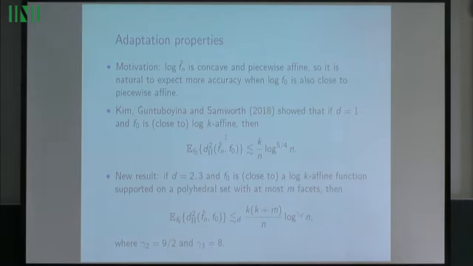And our ongoing work is addressing the problem of extending these results to multivariate settings, and we've been able to show that if f0 is close to log k-affine and its support is close to a polyhedral set with at most n facets, then a similar result holds. And for more technical details, see our poster, and thanks for your attention.